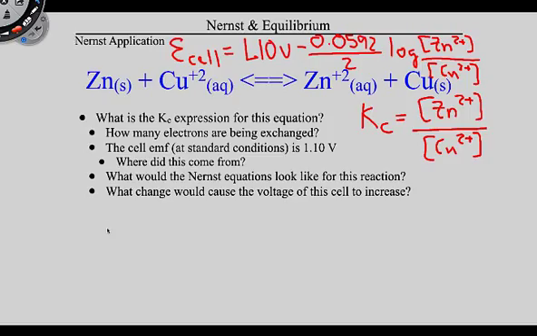What could you do to this cell to make the voltage go up? Well, let's talk about it. In order to make the voltage go up, the only thing that we can change is this, right? So what change to this relationship would make the voltage go up? Well, what do we want to do to this? We want to make it smaller, right? So how do we make this smaller? By adding copper ion, or technically you could precipitate zinc.